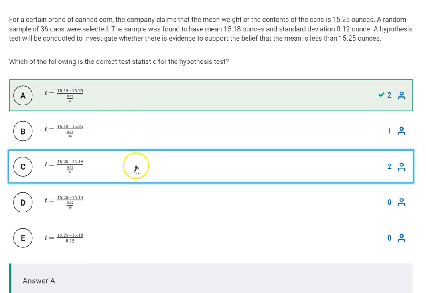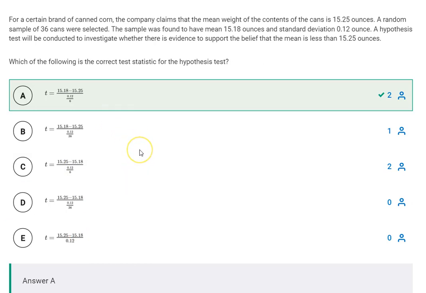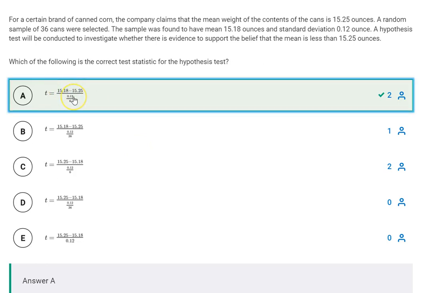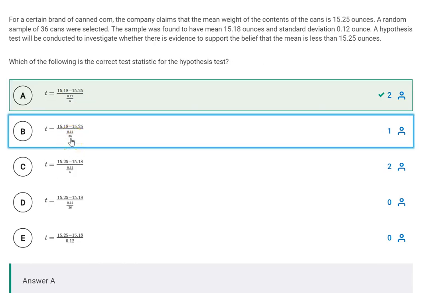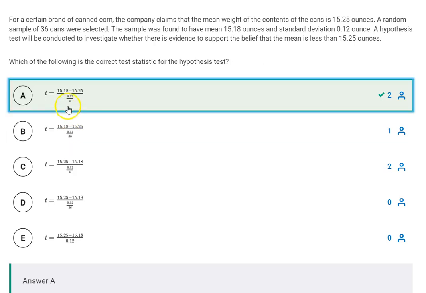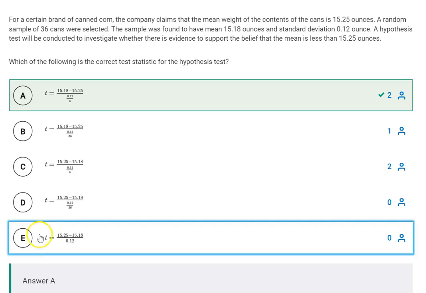So now let's look at A and B. The standard error is the sample standard deviation divided by the square root of the sample size. This one kind of fooled you because the sample size is 36, but they didn't put a square root sign here. 6 is the square root of 36, so that is the square root of n right here.